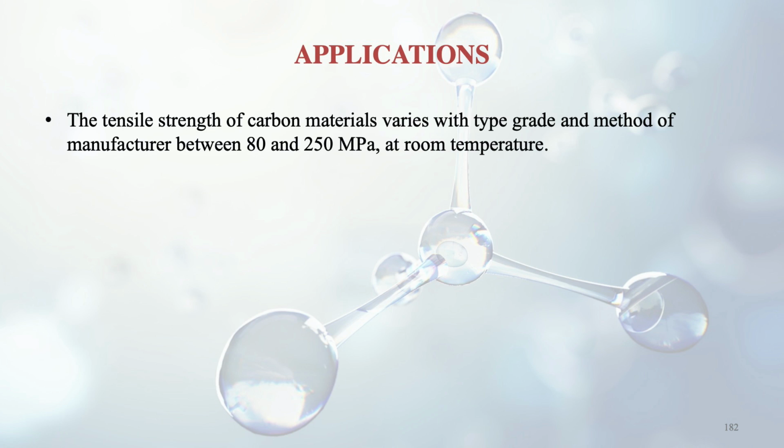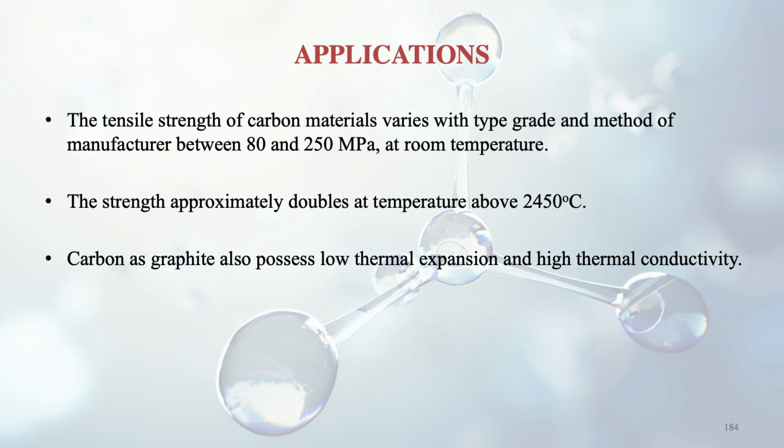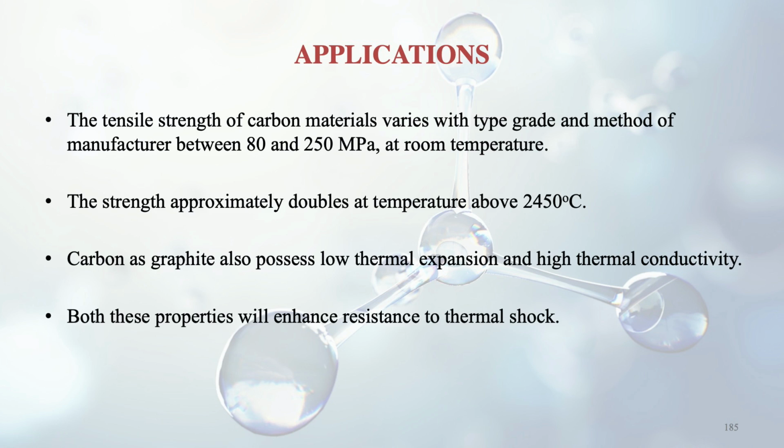The tensile strength of carbon materials actually varies with type, grade and method of manufacture, and the tensile strength is between 80 to 250 megapascal at room temperature. The strength approximately doubles at a temperature of about 2450 degrees centigrade. And carbon as graphite also possesses low thermal expansion and high thermal conductivity. Both these properties enhance resistance to thermal shock.